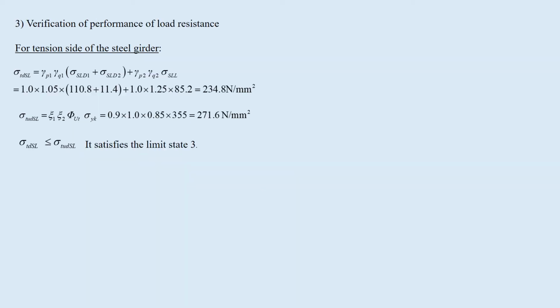Next, the assumed section is verified. For the tension side of the steel girder, the stress consists of the pre- and post-composite dead load and the live load. It is within the limit value and satisfies the limit state 3.